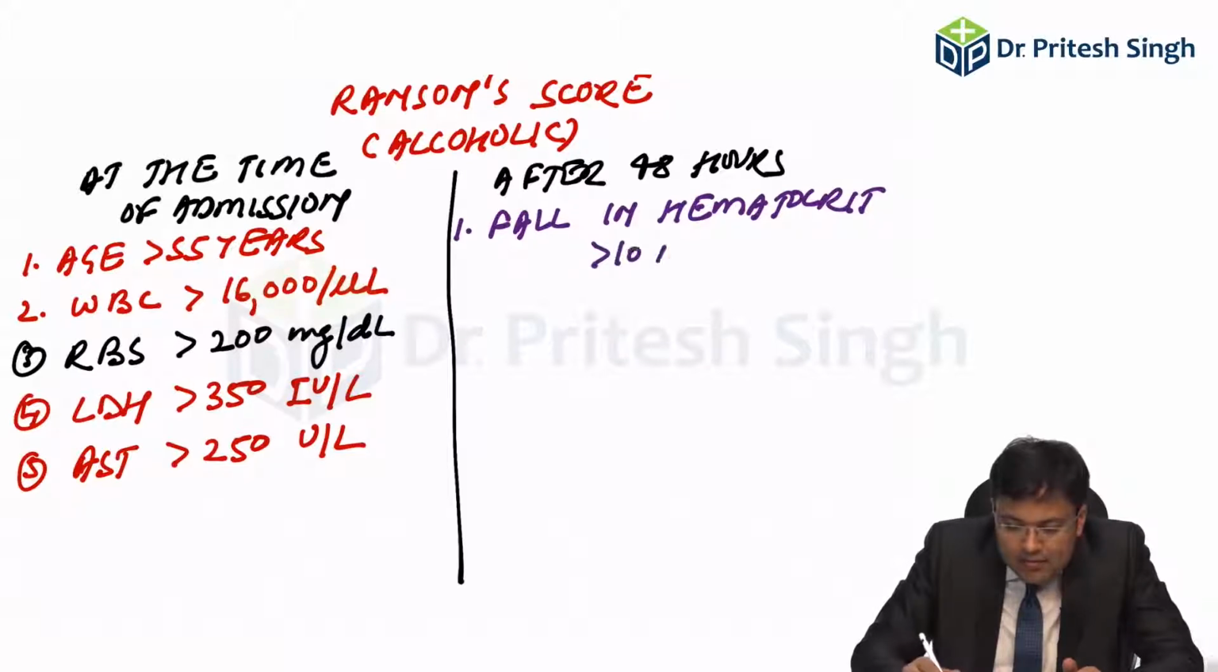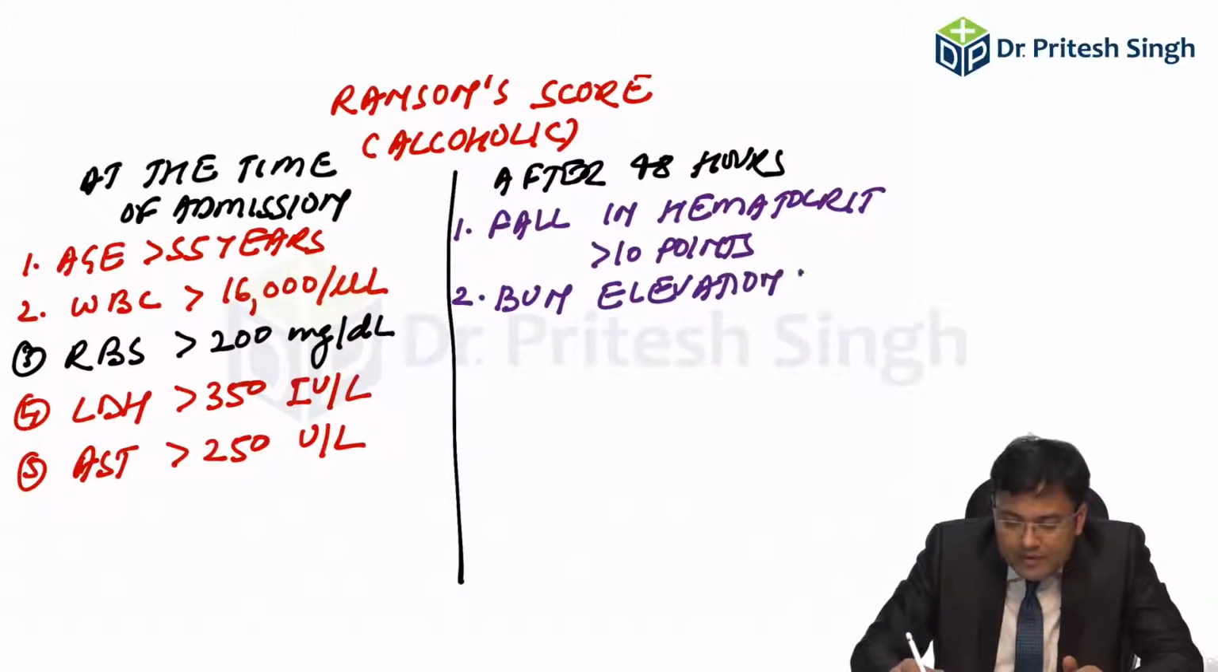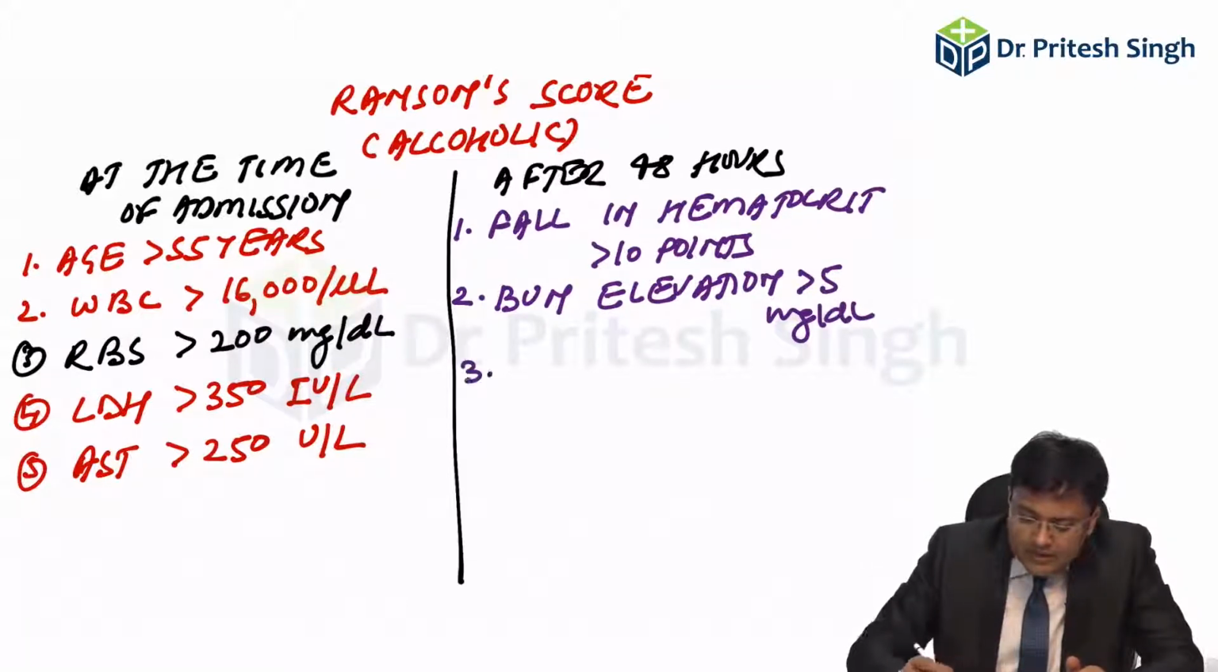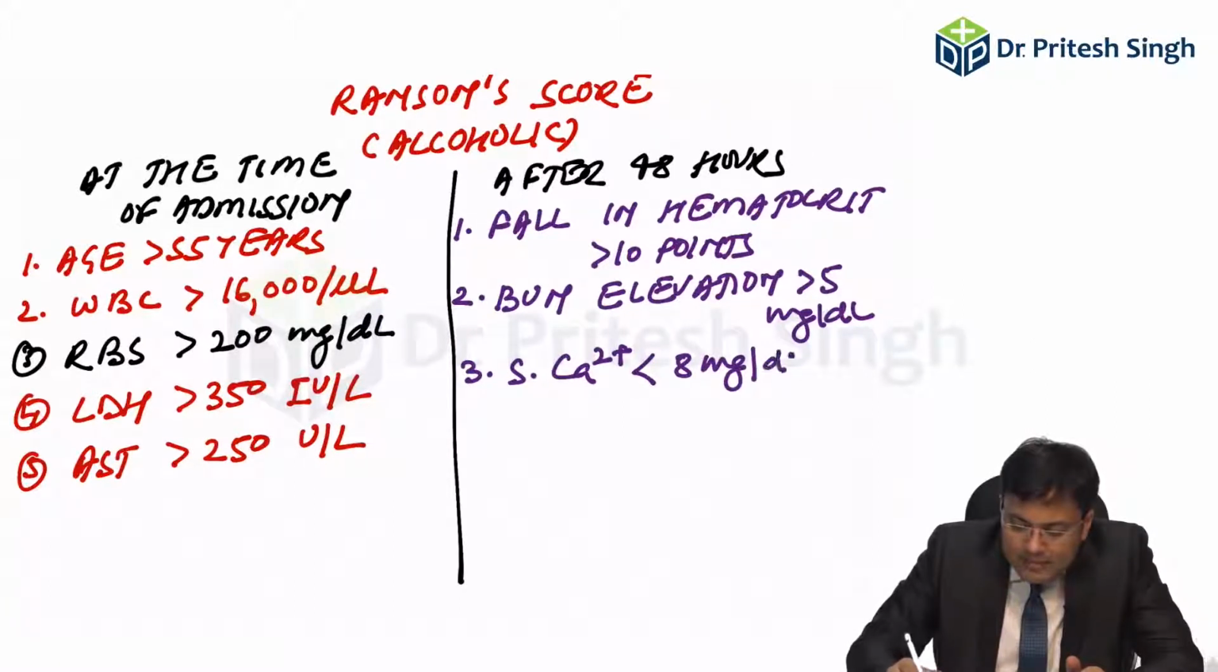More than 10 points. Second, blood urea nitrogen elevation, more than 5 milligram per deciliter. Third, serum calcium, less than 8 milligram per deciliter.